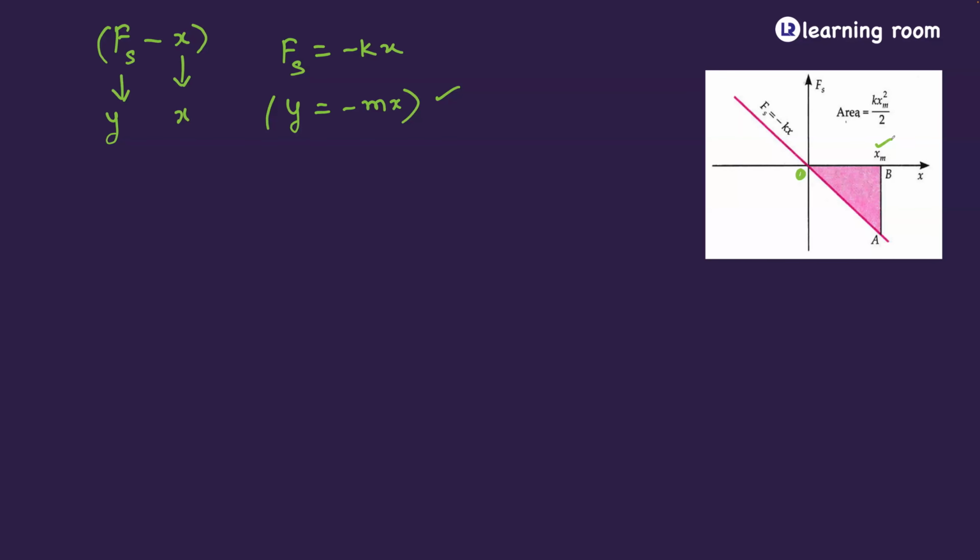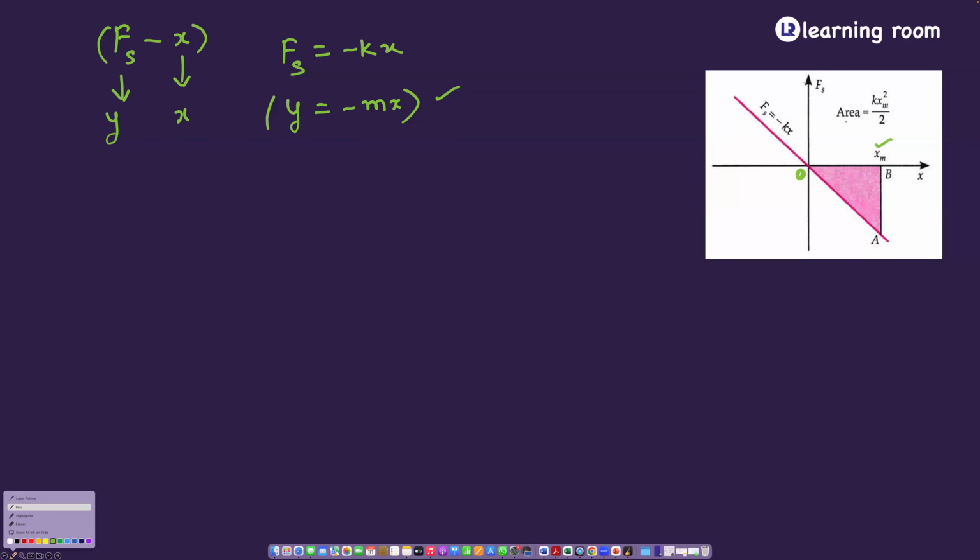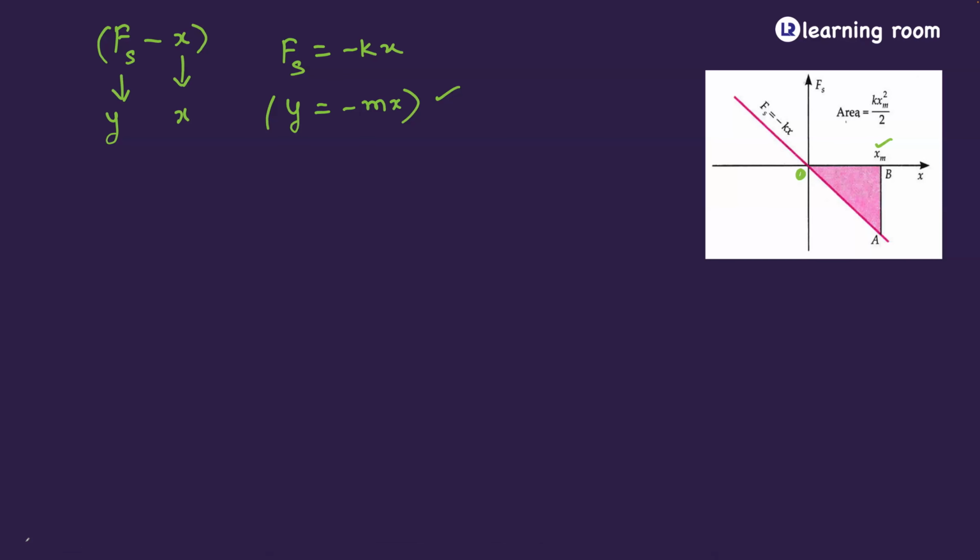From here, I'm dropping a perpendicular like this, right? So after you drop a perpendicular, you see that you have the shape of a triangle. Now, how much is this height going to be?